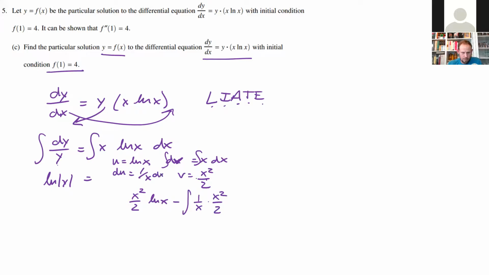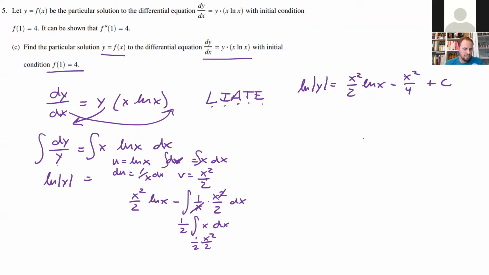I guess I should probably put a dx there. All right, so that's going to cancel. That's nice. So the 2 can come out front. So I'm really just doing 1/2 the integral of x dx, which is x squared over another 2. So that's 1/4. So what I'm getting here is the ln of the absolute value of y equals x squared over 2 ln of x minus 1/4 x squared. So x squared over 4. Go ahead and put the c over there.